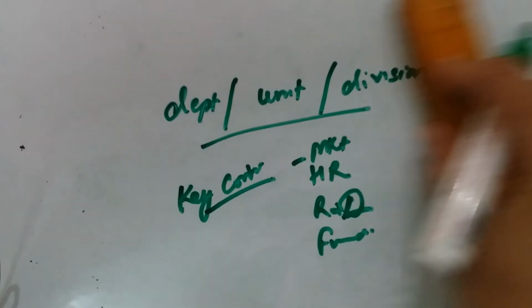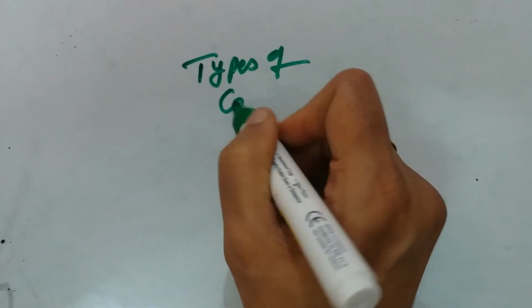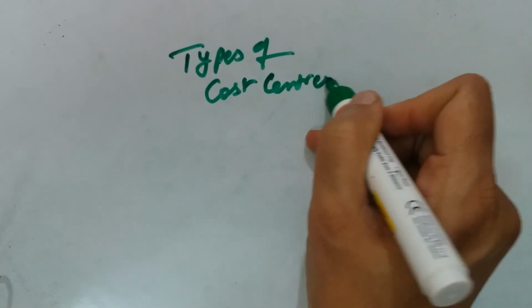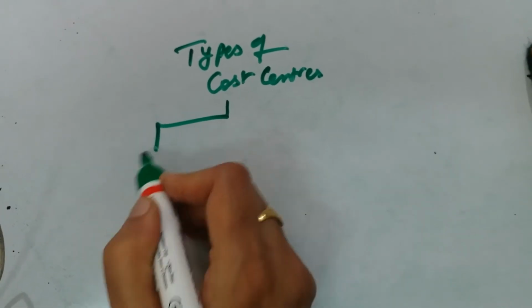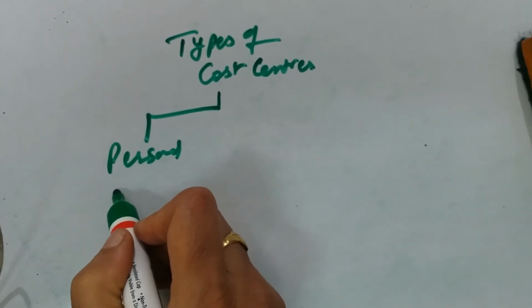So what are the various types of cost centers? On this basis, the types of cost centers are: it can be personal, or it can be impersonal.